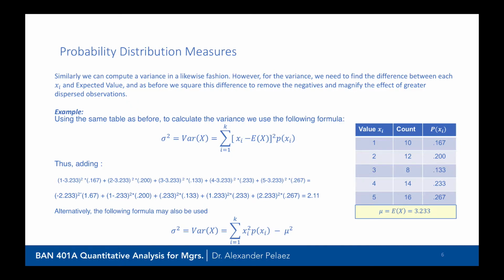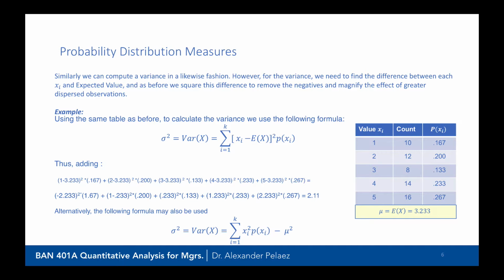Similarly, we can compute a variance in a likewise fashion. But for the variance, we need to find the difference between each xi and the expected value. And remember, the reason we do this is because with the variance, we're looking for how far the dispersion is around the mean. Since our mean is our expected value, we're basically looking for the difference between each xi and the expected value. Remember that we square this so that we can get rid of negative numbers, and we also square it because it will magnify the effect of more widely dispersed observations. The further it is away, by squaring it, it makes the number even bigger.